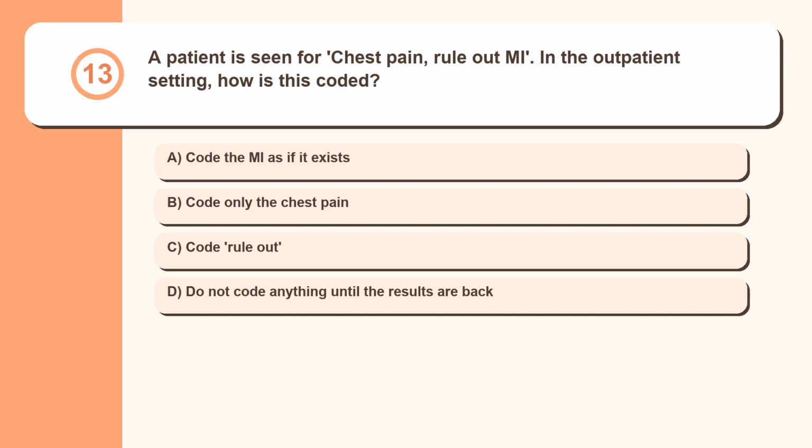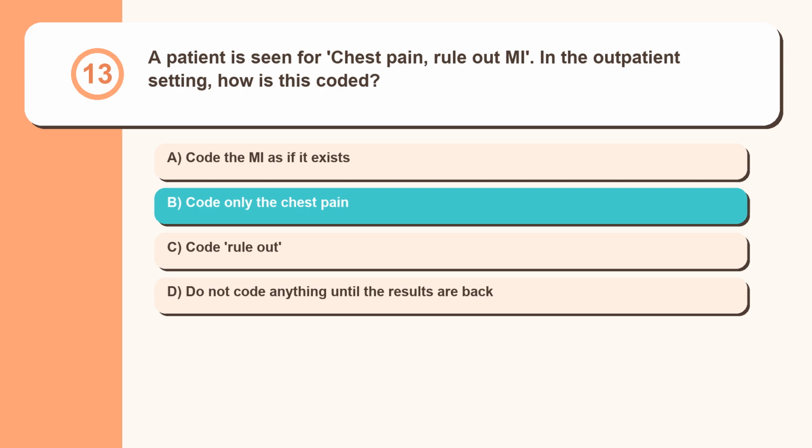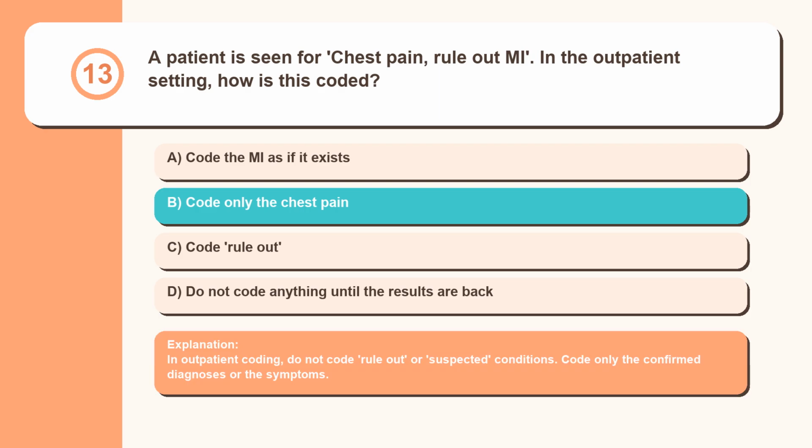Question 13. A patient is seen for chest pain, rule out MI. In the outpatient setting, how is this coded? Code the MI as if it exists. Code only the chest pain. Code rule out. Do not code anything until the results are back. In outpatient coding, do not code rule out or suspected conditions. Code only the confirmed diagnoses or the symptoms.